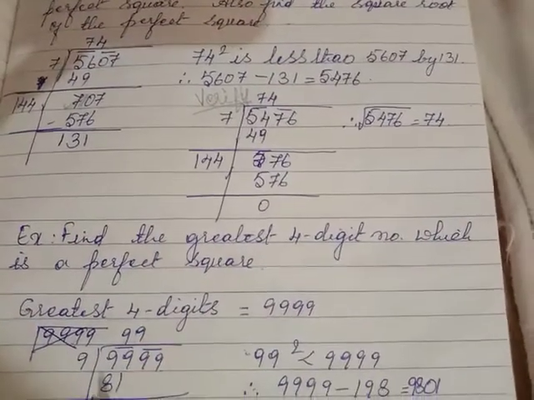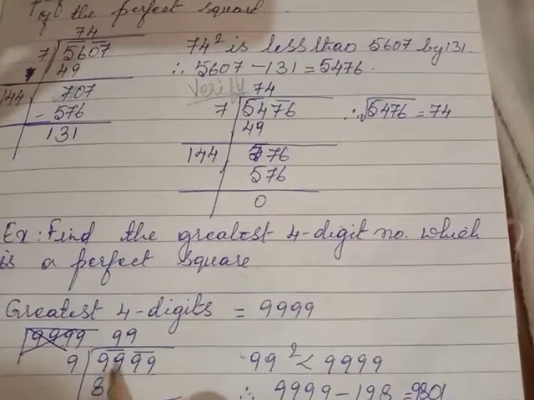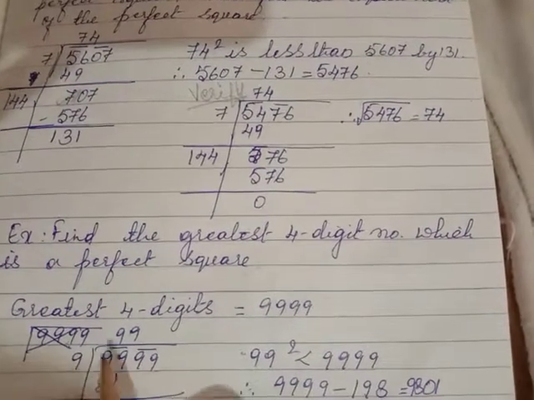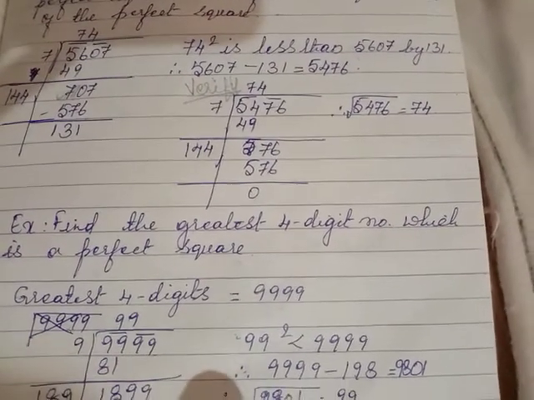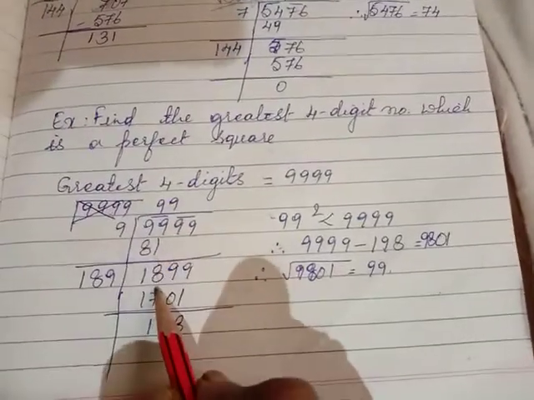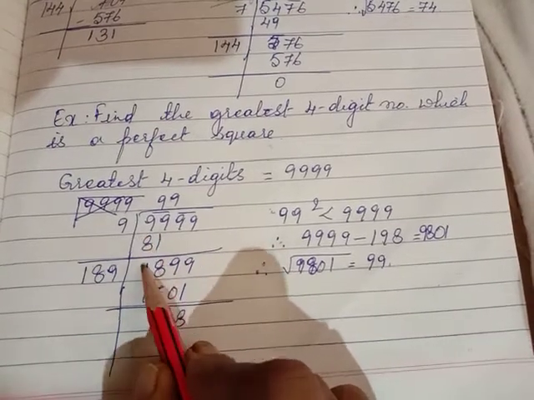Now let us divide here. From 99, the nearest square number is how much? 81, so 9 9s are 81. So you will get here 9 minus 1 is 8, 9 minus 8 is 1.